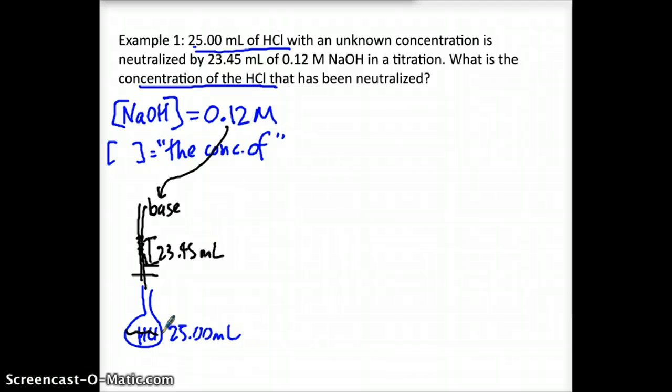So, how can we use this information to solve the problem? Well, once we're at the end point, we know that is happening because we've been neutralized. This means you're at the end point. And if we're at the end point, we know that the moles of acid equal the moles of base.